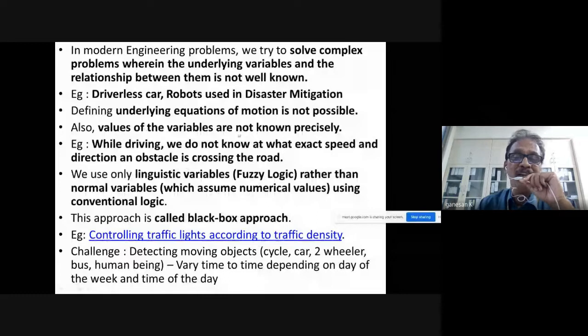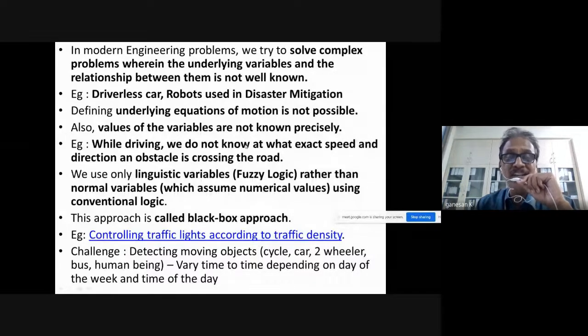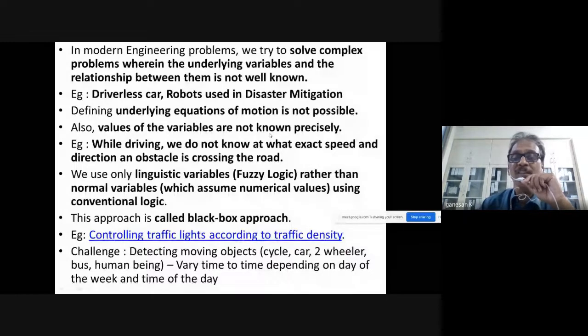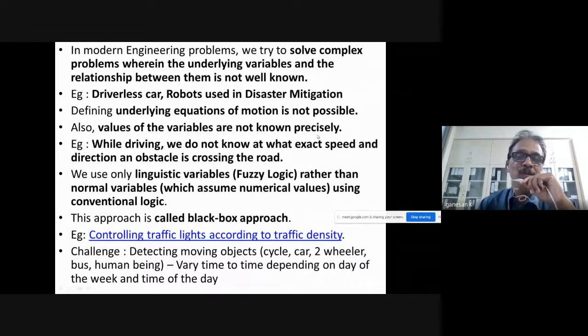In the modern era, unlike in science, where the importance is given to precision and accuracy, in modern engineering problem solving we are not interested in exact values. In fact, people are trying to use only approximate values. From those approximate values, can you make decisions?